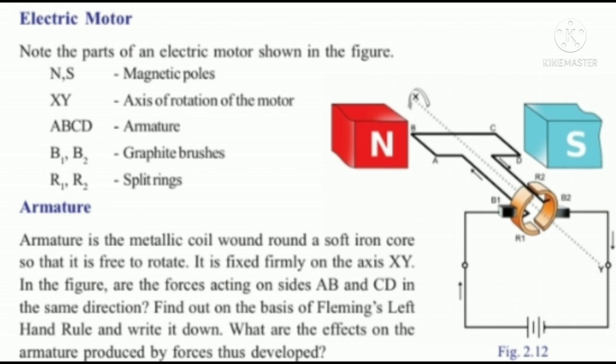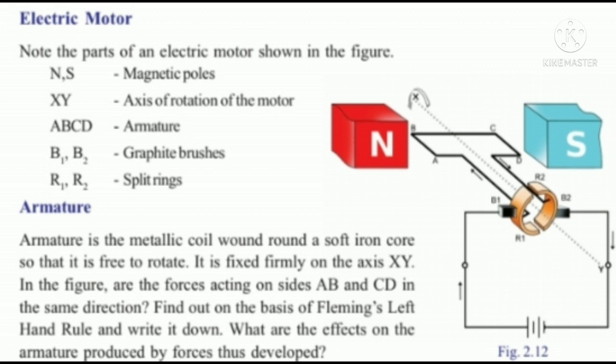It is fixed firmly on the axis XY. In the figure, are the forces acting on sides AB and CD in the same direction? No. AB is in the upward direction, but CD the direction of current is in downward direction, because we already know the direction of current is from positive to negative.